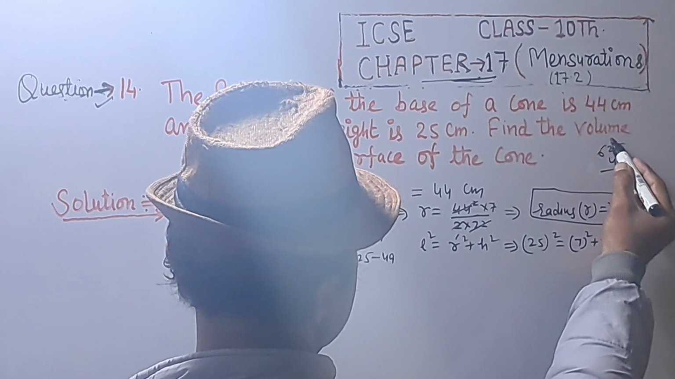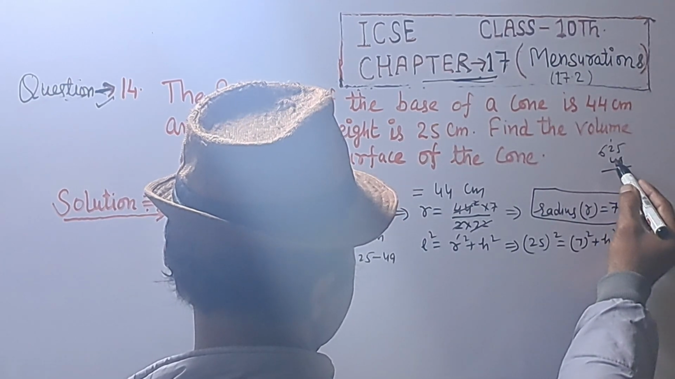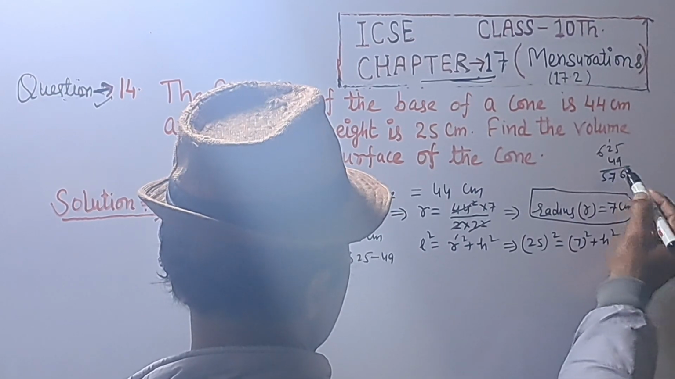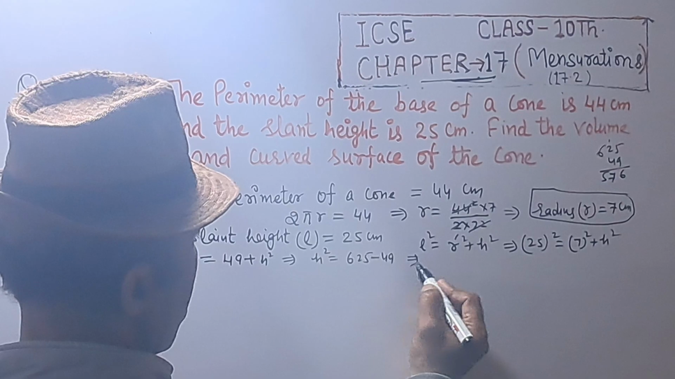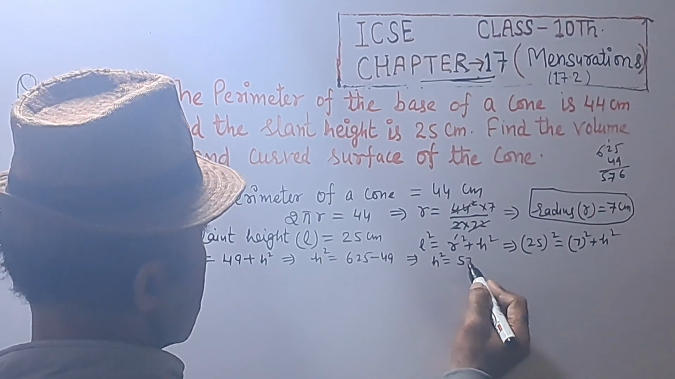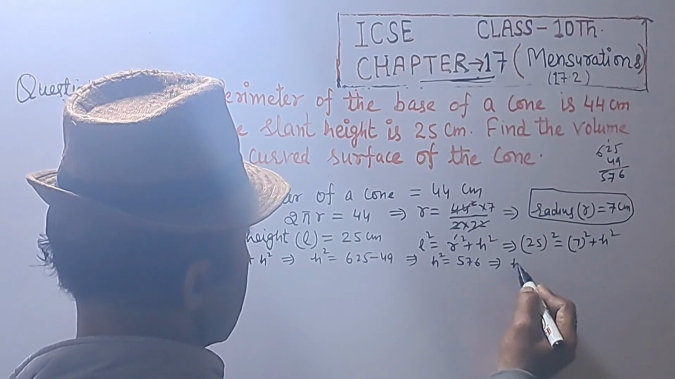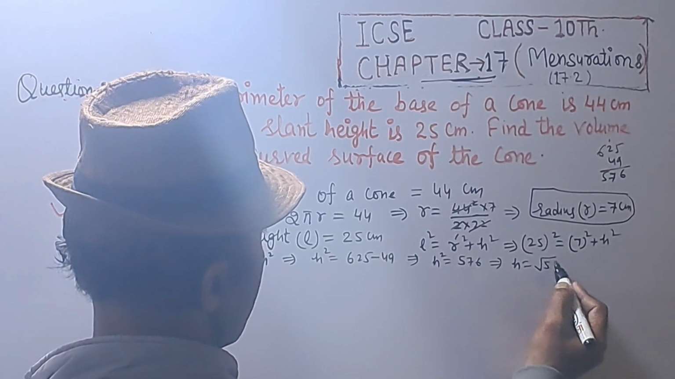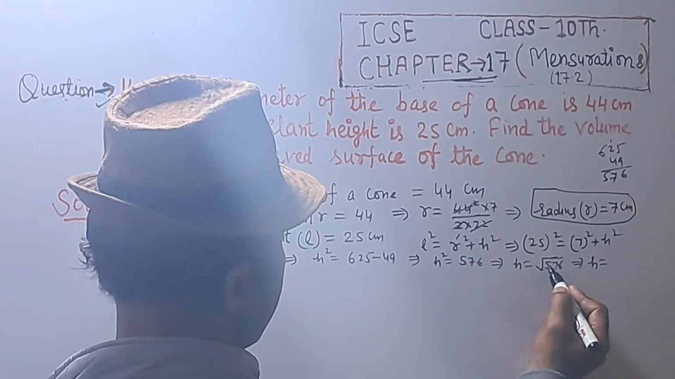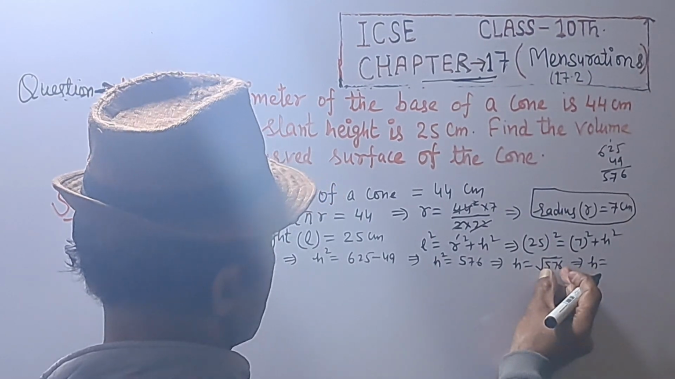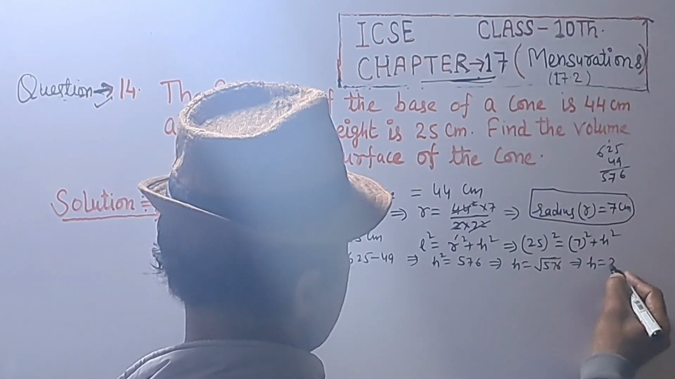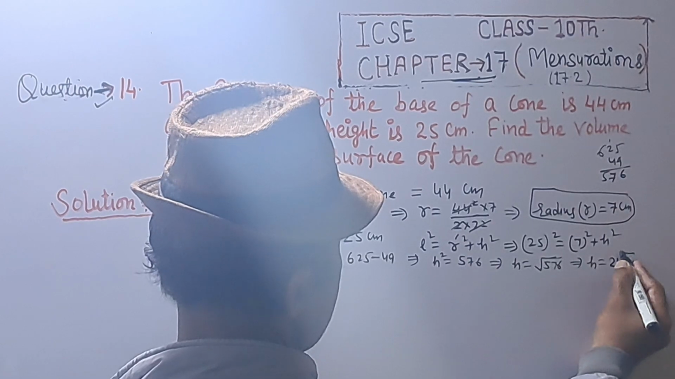625 minus 49: 15 minus 9 is 6 and 11 minus 4 is 7, 5, which implies h square is equal to 576. So h is equal to under root 576. So height we get 24 square. 24 square is equal to 576. So height is equal to 24 centimeter.